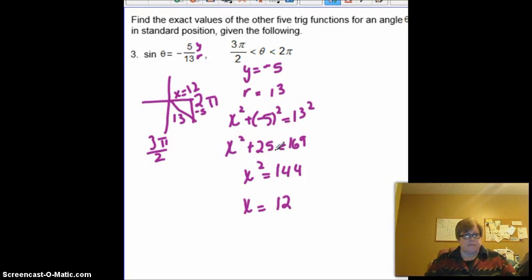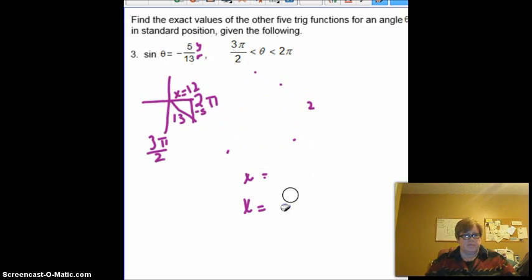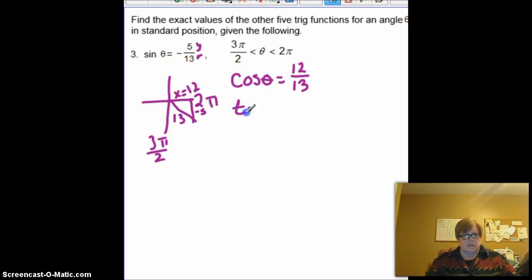All right, I'm going to erase some of this work so that we can have a little more room. And I've got everything labeled over here, so I don't need this anymore. And now we can set up our other ratios. We already know sine theta, so we need to pick up cosine theta, which is x over r, so that's going to be 12 over 13. Tangent theta is going to be negative 5 over 12.